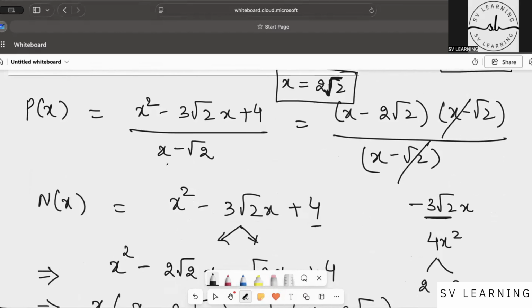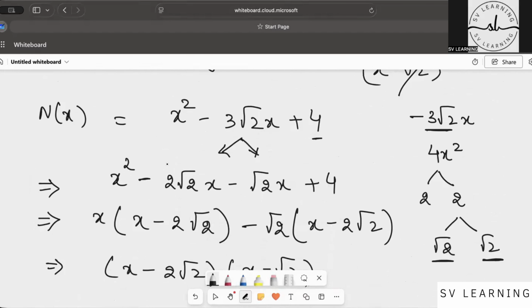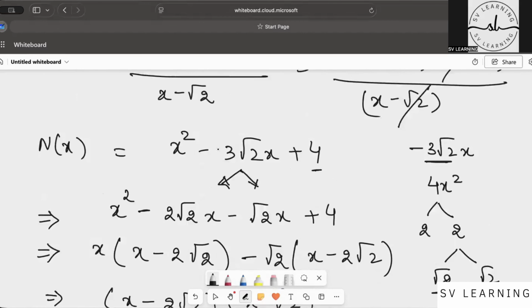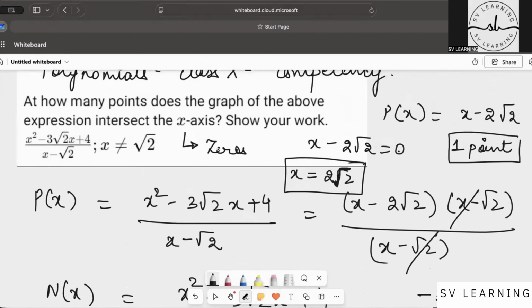The main concept used here, children, is the simplification of the polynomial numerator and denominator, and to be able to middle term split this. Thank you so much.